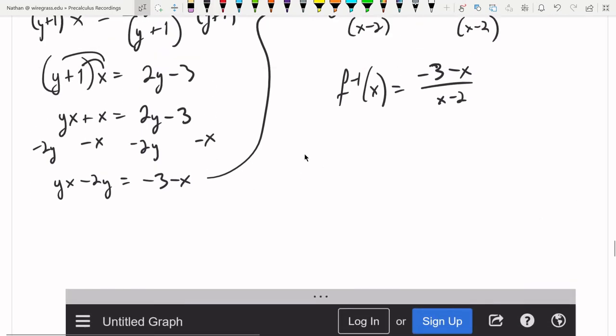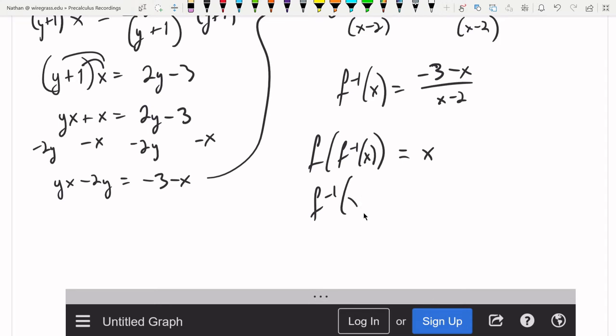And of course, if you compose them both ways, f of f inverse of x, you'll see you're going to get x. And if you do the other way, you'll also get x both ways.